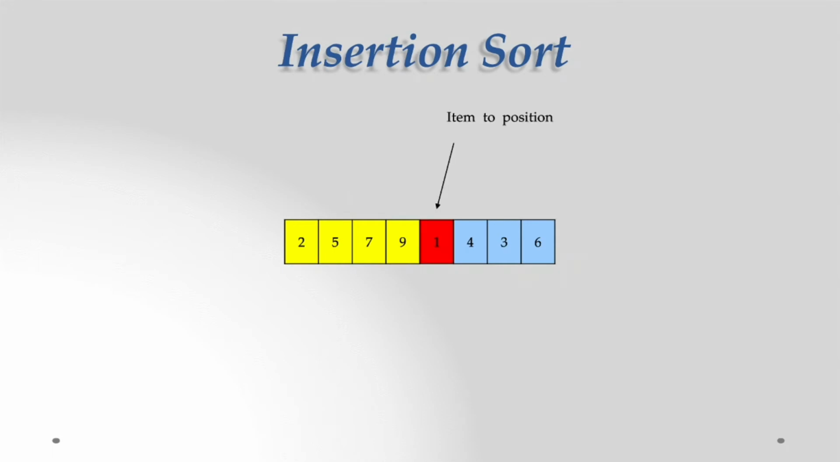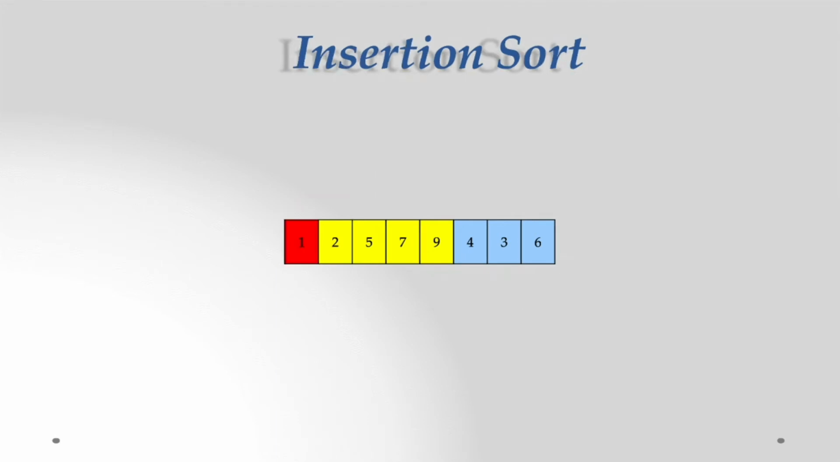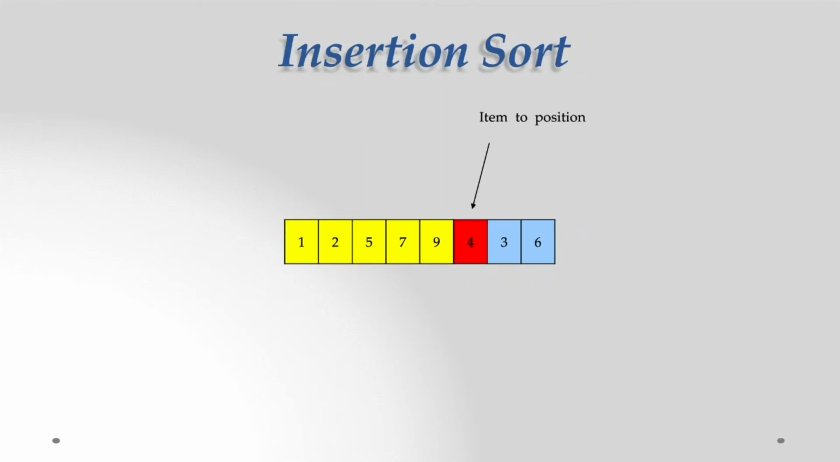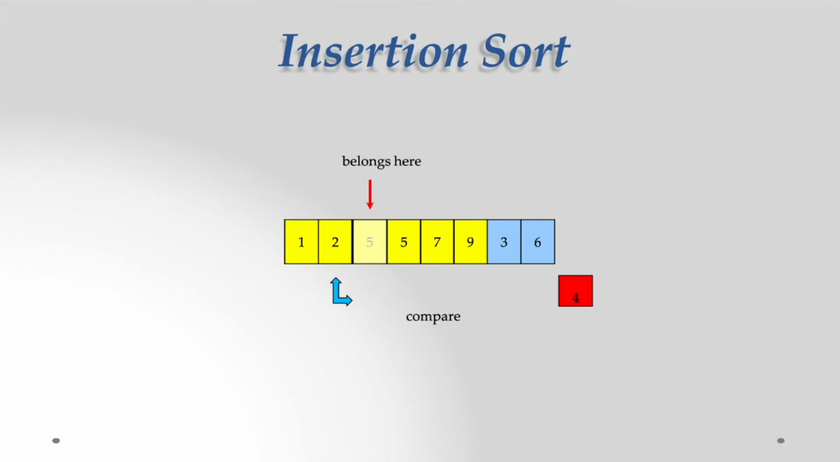Again the next number will be 1. Now 1 will be compared with 9. Yes, we need to shift it. Yes, 7 we need to shift. 5, yes, 1 is less than 5, and 1 is also less than 2. Shift it and you get the position for card number 1, or the element 1. Now similarly we are going for 4. 4 will be compared with 9, 7 and 5, and when it is compared with 2 we get the correct position.